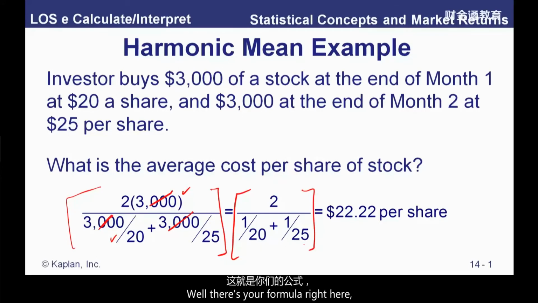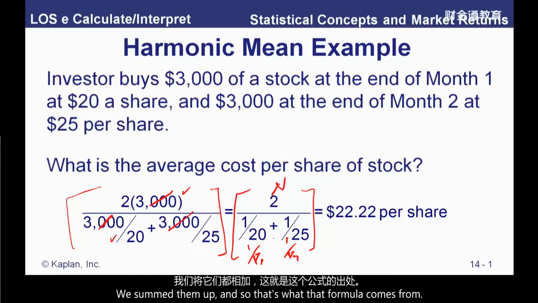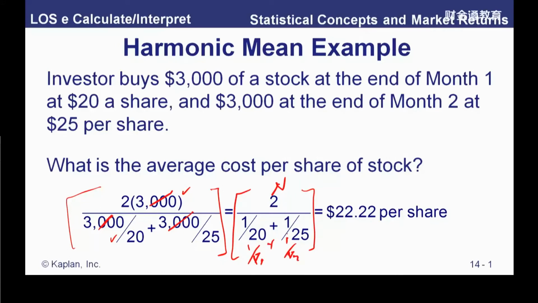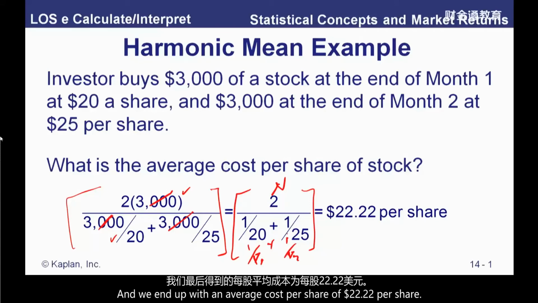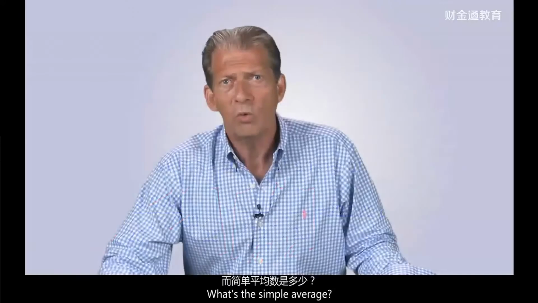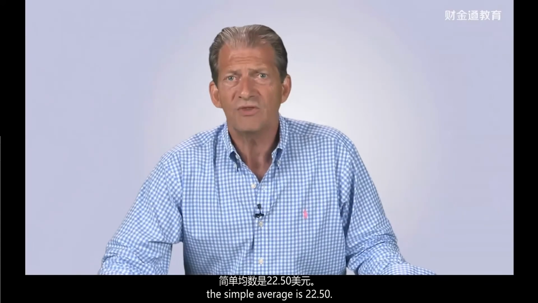Well, there's your formula right here. 2 is n. Okay? 1 over 20, that's 1 over x1. And 1 over 25 is 1 over x2. We summed them up, and so that's where that formula comes from. And we end up with an average cost per share of $22.22 per share. Well, what's the simple average? The simple average is $22.50.